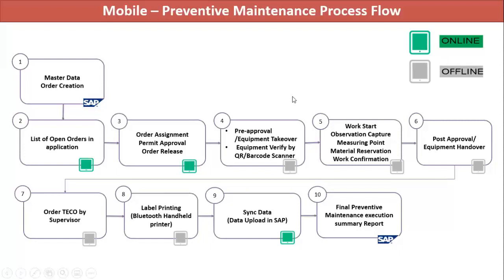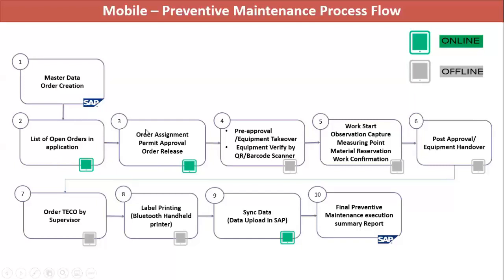So here the process flow will be like this: first, master data creation. All your master data and order schedule will be available in your SAP system. Then from this point, the mobile application will work, where whatever your schedule is, if you have the maintenance for specific equipment, those maintenance orders and maintenance requests will be generated in the mobile application. So all your technicians who are in the field can see the list of orders which are due for preventive maintenance in the application.